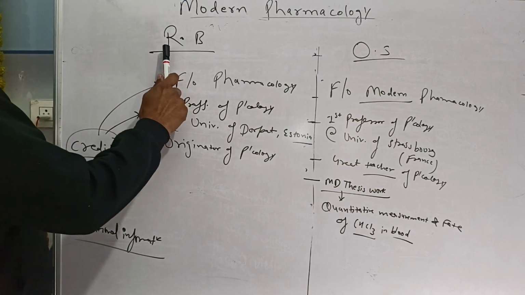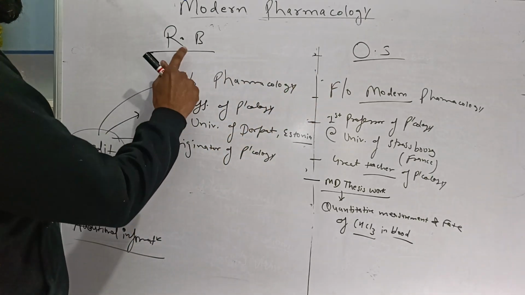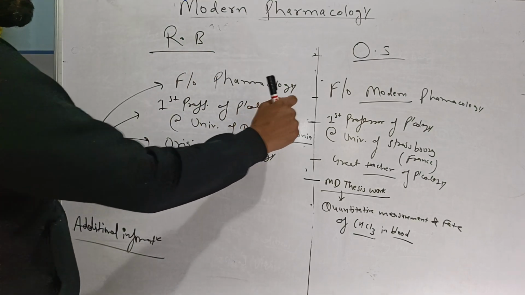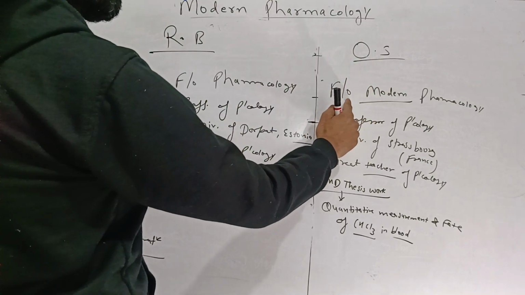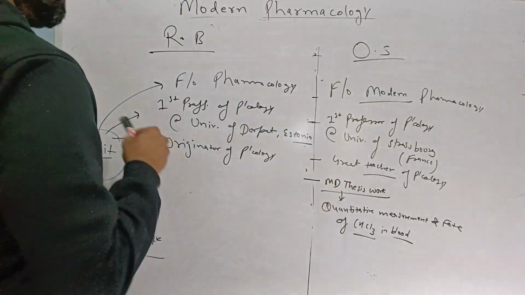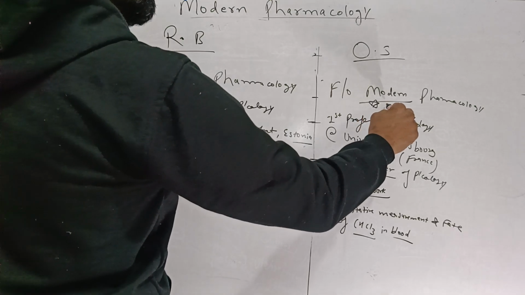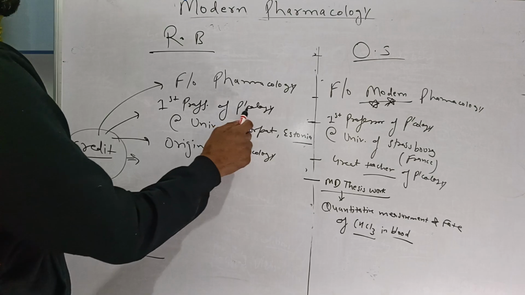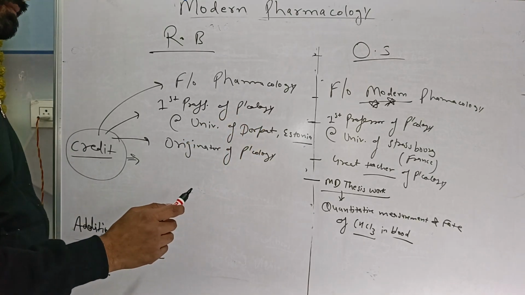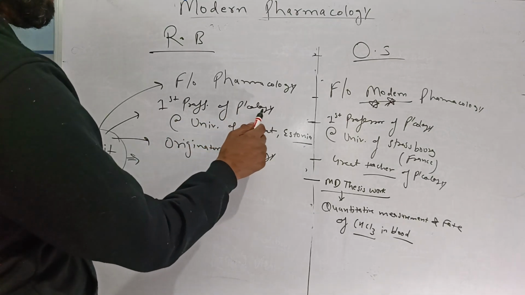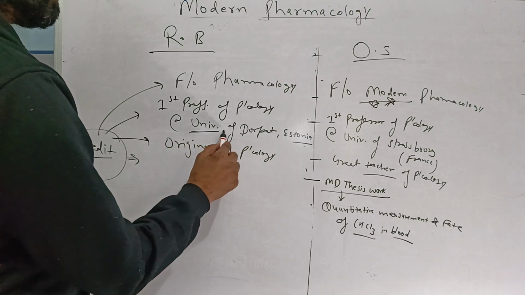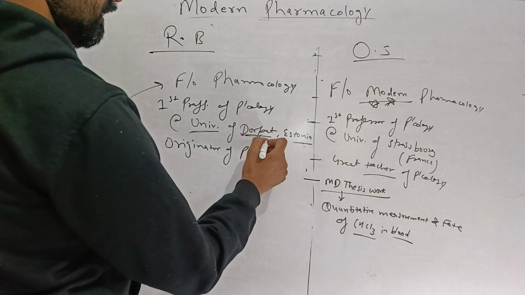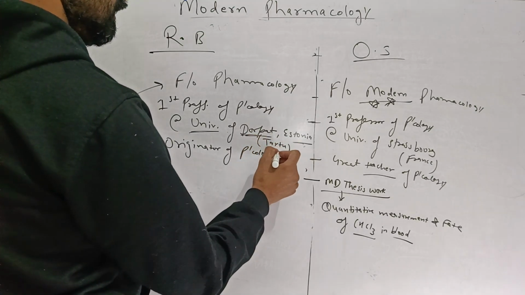Credit goes to these two pharmacologists. Rudolf Buchheim is known as the father of pharmacology, and Oswald Schmiedeberg is the father of modern pharmacology. So remember the word modern pharmacology. He was the first professor of pharmacology in the world, at the University of Dorpat in Estonia. This Dorpat, at present, is known as Tartu.